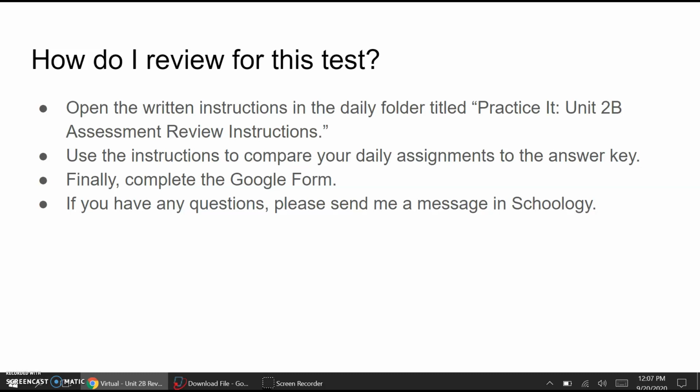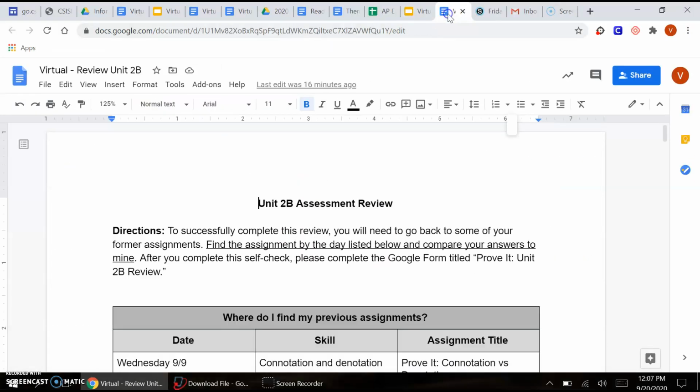And then finally, you'll complete the Google form for the day. Be sure you hit submit on that Google form because that's what I'm going to use to take attendance. And of course, if you have any questions before the exam, please send me a message in Schoology, and then our exam will be tomorrow. Let me show you the instructions real quick.